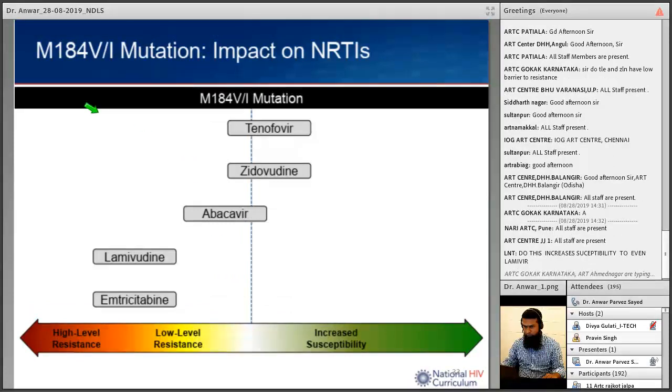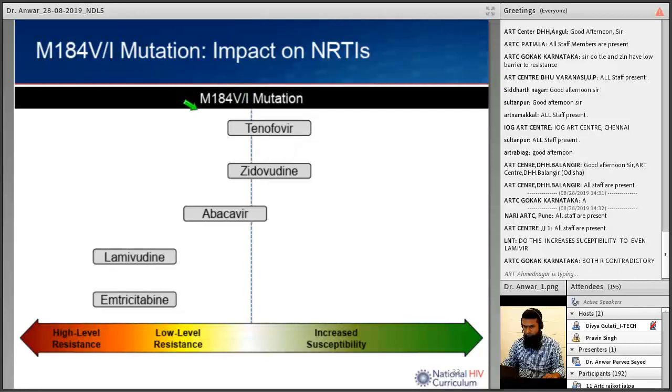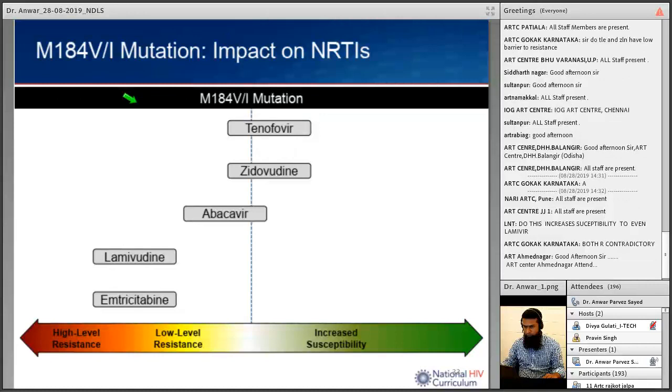So if we look at this example of M184V mutation or M184I mutation, this mutation is actually related to lamivudine. As I said, if there are any adherence issues, lamivudine has the least genetic barrier to resistance, and the first mutation to appear will be M184V. So in presence of M184V, lamivudine and emtricitabine will be completely out because there will be high level resistance to these drugs. Even abacavir, to an extent, will have resistance, maybe low level.